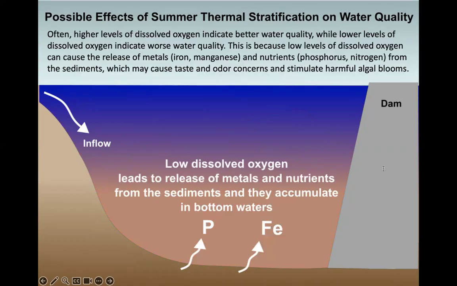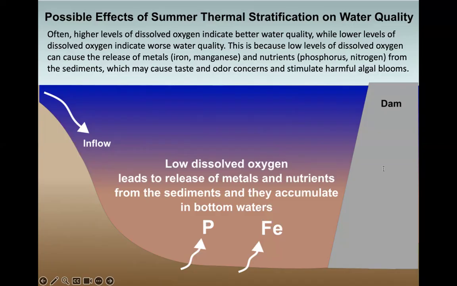Often, higher levels of dissolved oxygen indicate better water quality, while lower levels of dissolved oxygen indicate worse water quality. This is because low levels of dissolved oxygen can cause the release of metals, such as iron and manganese, and nutrients, such as phosphorus and nitrogen, from the sediments into the water column, and this may lead to taste and odor concerns or stimulate harmful algal blooms.